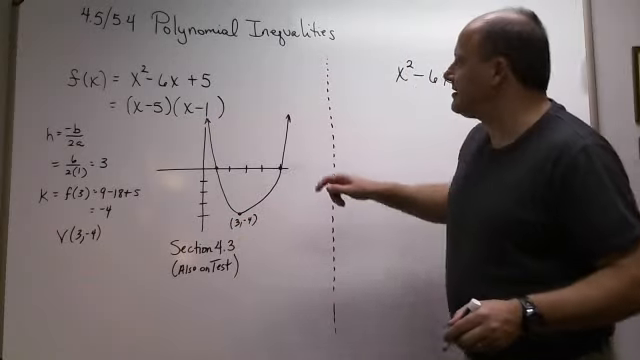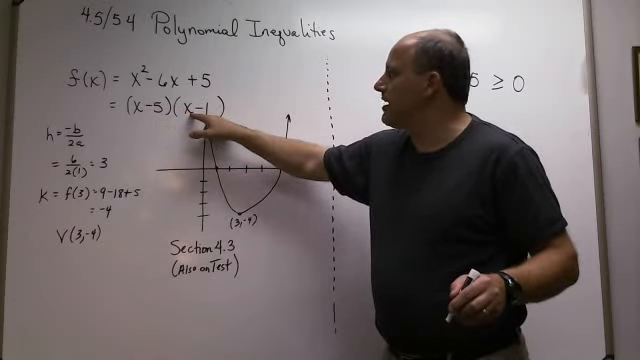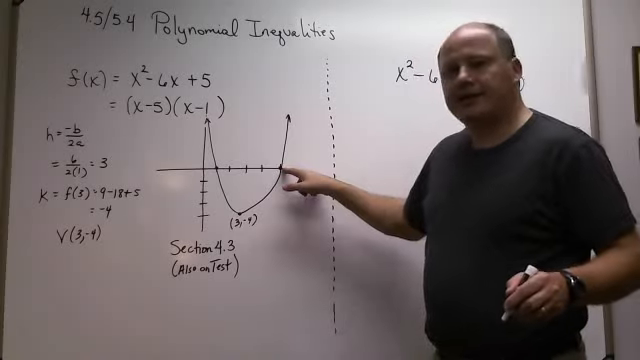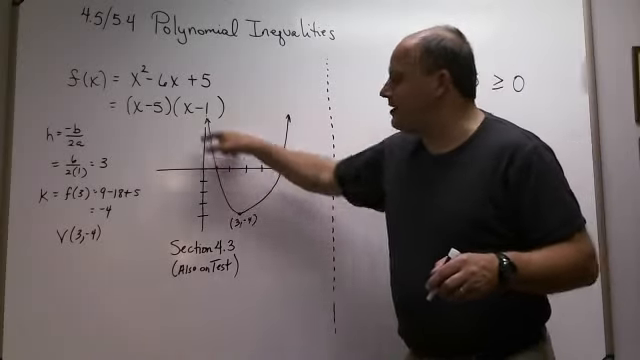I also found the x-intercepts, so I can factor this out: x minus 5 times x minus 1. So the x-intercepts are at 1 and 5. And if you notice, that's exactly what I have right there. And for our purposes now, I went ahead and drew the graph.